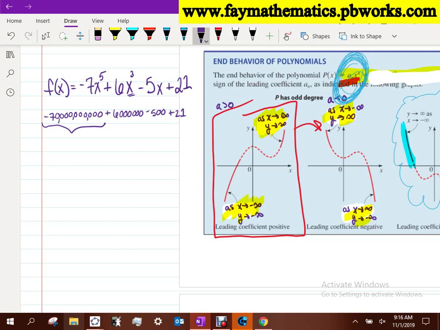Okay? So this 6 million here is what we refer to as a negligible amount. It doesn't really impact the y value. I'm at negative 70 billion. Add 6 million to it. I've just moved up a fraction of a movement, not even putting a dent in it. Well, if that doesn't put a dent in it, then 500 isn't going to put a dent in it, right? And adding 21 to it isn't going to put a dent in it.